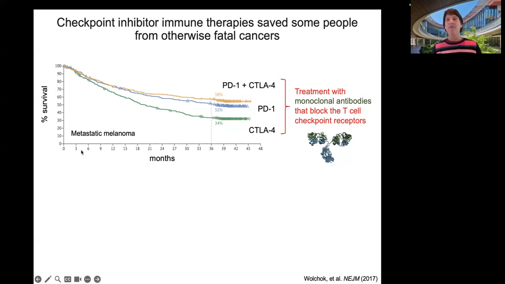This is actual data from a phase 3 clinical trial for patients that had advanced metastatic melanoma, which is skin cancer. And prior to the advent of immune therapies, this type of cancer was considered 100% fatal. There was no way that a patient could survive metastatic melanoma.